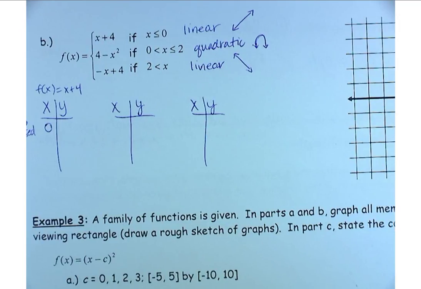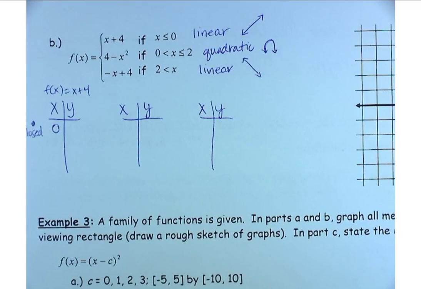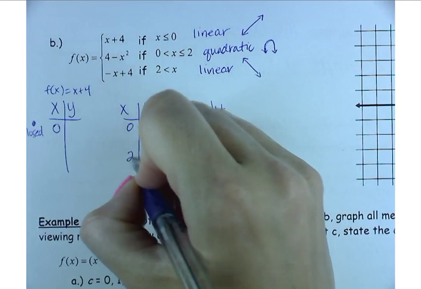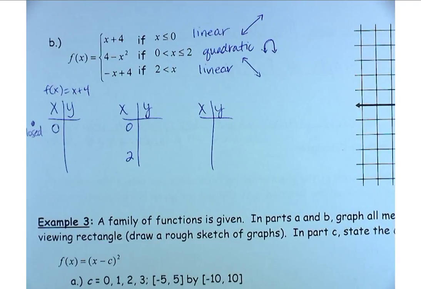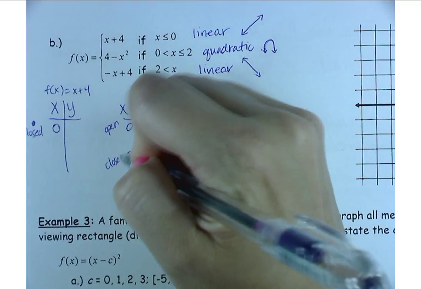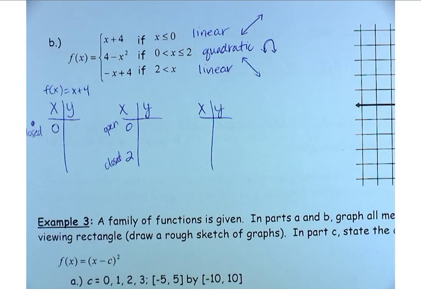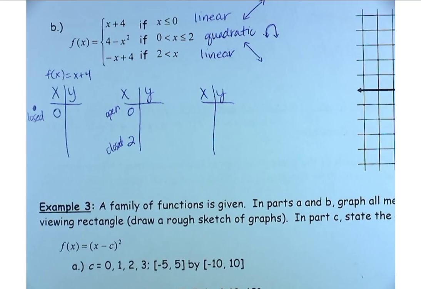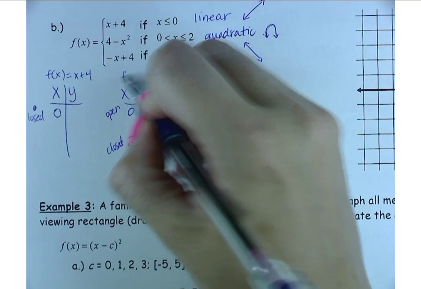Michaela, for the second one, what is our key value or values? 0 and 2. Good, okay, so 0 and 2. And then Yusuf, is 0 going to be open or closed? It'll be open. Okay, what about 2? That's closed. Yep, good. All right, and then Dylan, for the last one, what's our key value? 0. Tell me why you're thinking that.